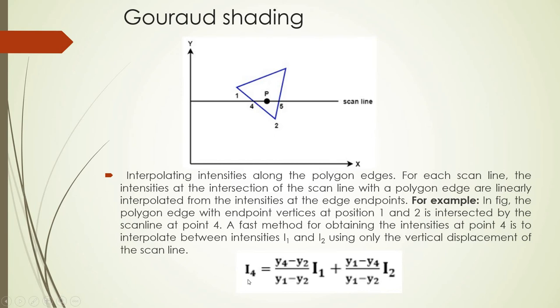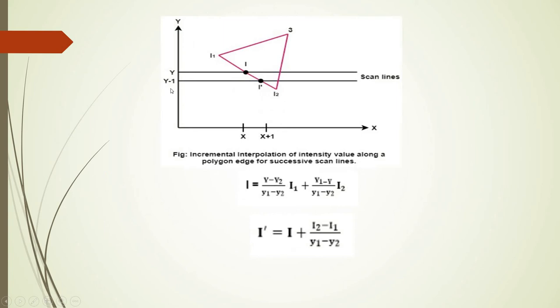normal formula, then we will write it as I4 is equal to (Y4 minus Y2) divided by (Y1 minus Y2) times I1, plus (Y1 minus Y4) divided by (Y1 minus Y2) into I2. Now see, here we have taken the next scan line as Y minus 1. Y is there, we have seen this formula. Now we have taken the next scan line as Y minus 1.